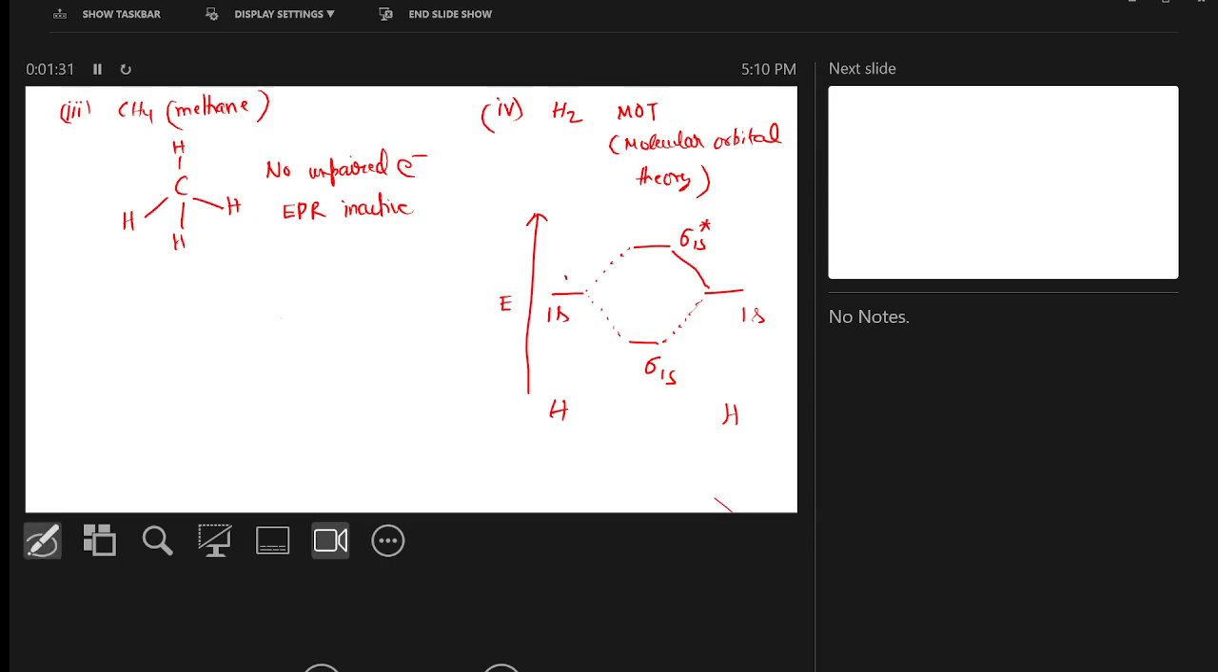So this hydrogen has one electron and this hydrogen has one electron. So bond order here will be 2 minus 0, over 2. We can't see any unpaired electron here. From this molecular orbital diagram, we cannot see any unpaired electron. So this is your EPR inactive.